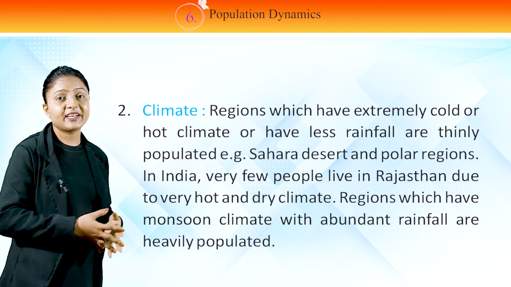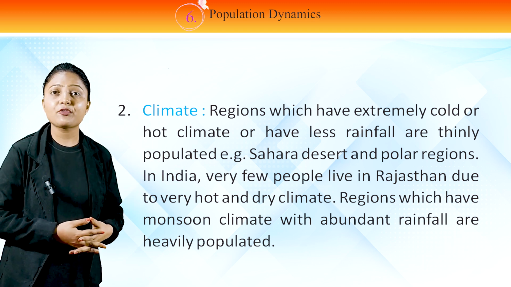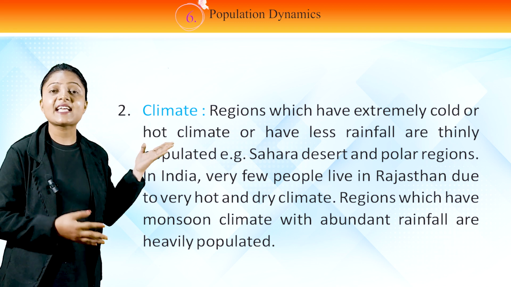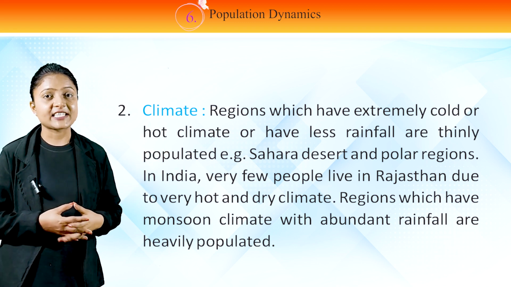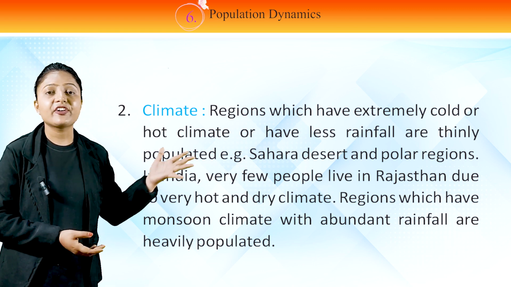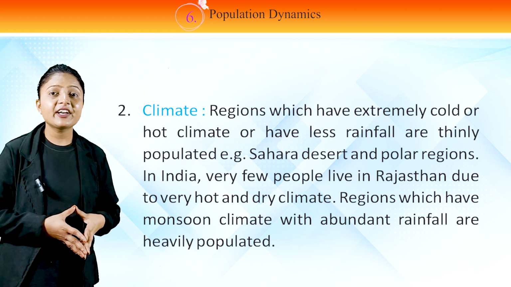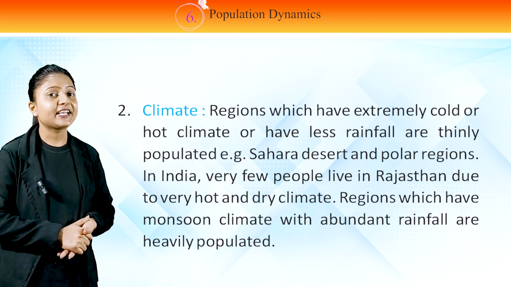Number 2. Climate. Regions which have extremely cold and hot climate or have less rainfall are thinly populated. Example, Sahara Desert and polar regions. In India, very few people live in Rajasthan due to very hot and dry climate. Regions which have monsoon climate with abundant rainfall are heavily populated.